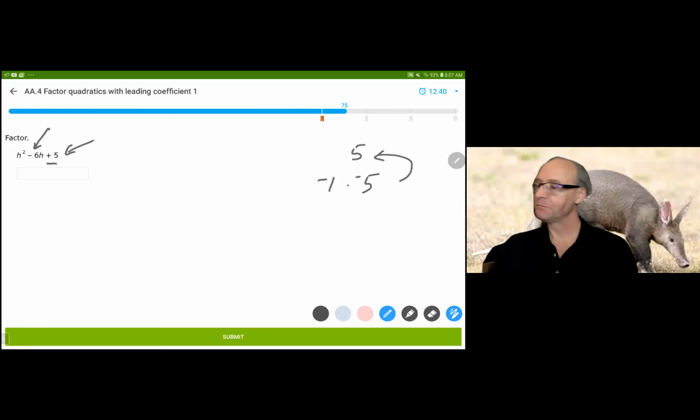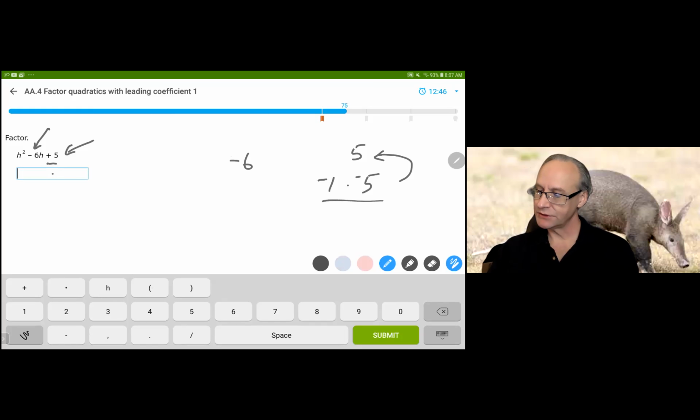Things to think about. Anyway, the sum is negative 6 if I add these together. So we're talking about h minus 5 and h minus 1. And when we add those together, we get our negative 6. And when we multiply them, we do get our positive 5, right? At that end, negative 5 times negative 1 is positive 5.